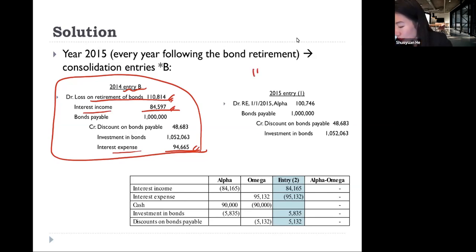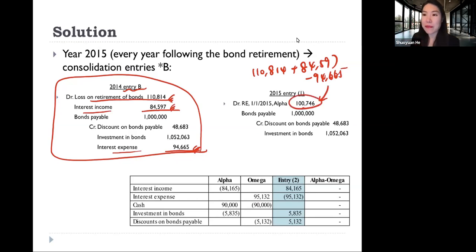So 110,814 plus 84,597 minus 94,665. Basically, you have these three accounts going to the retained earnings for Alpha at the beginning of the year. And then for the rest of the accounts, you just carry them over to the year 2015. So this is the first part of the star B entry.